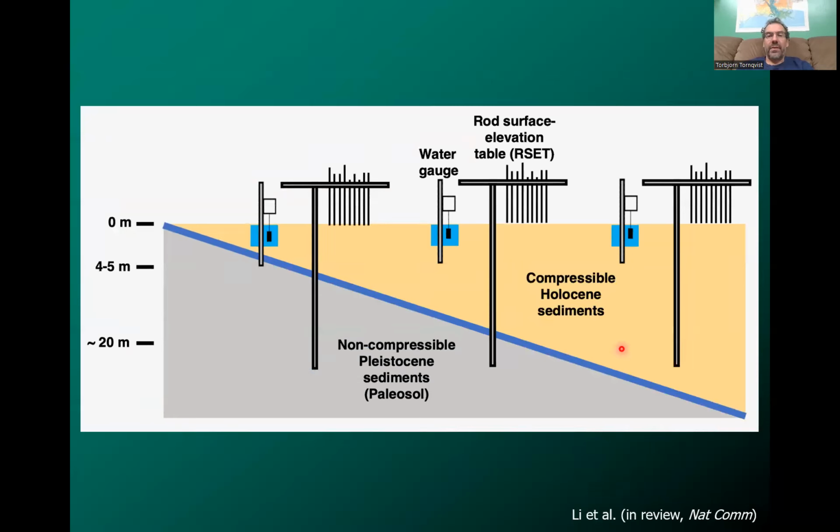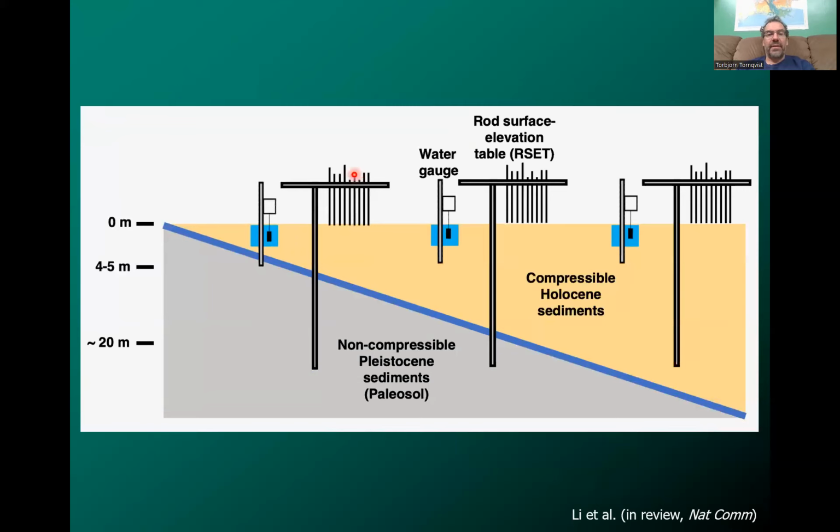So this is a very brief illustration from Guangdong's work that is currently in review. And what you see here is a schematic that shows our wetland deposits, our Holocene, sitting on, in this case, a non-compressible Pleistocene substrate that in some cases is near the surface and then elsewhere dips to more than tens of meters deep.